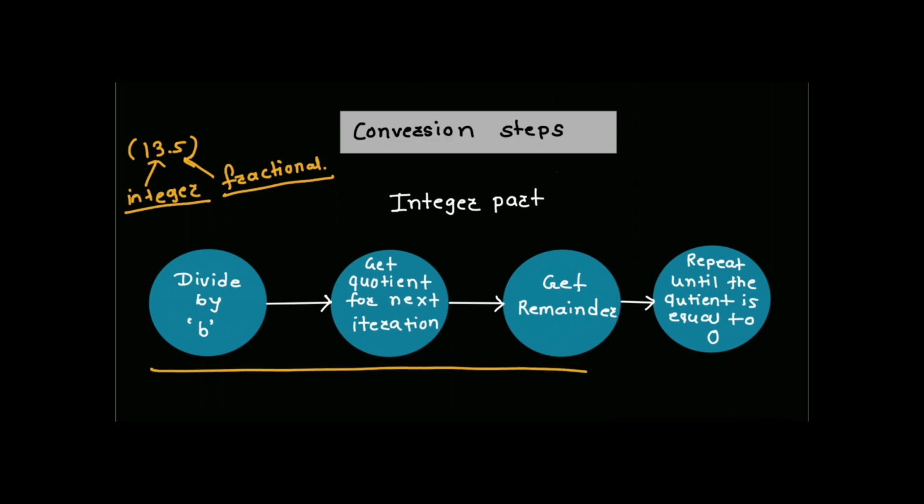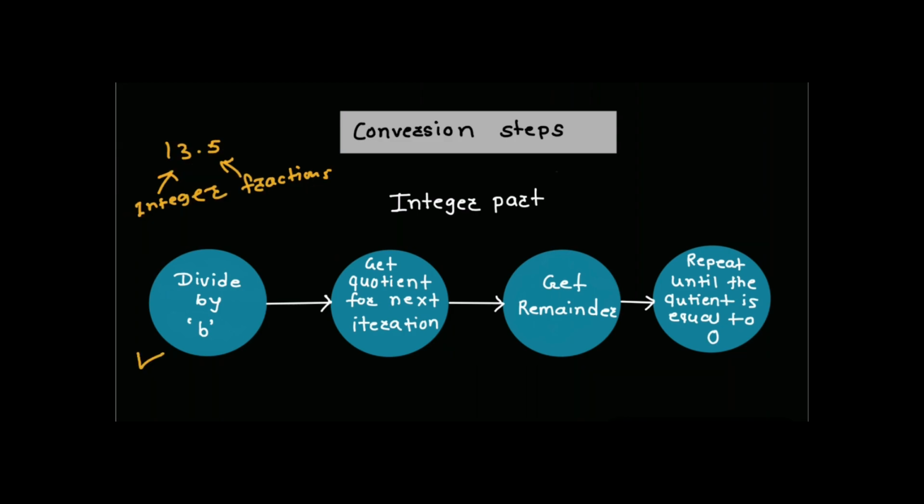Now these are the steps for the integer part. First one is divide by b, meaning the decimal number is divided by any base, that is b. Then get the quotient for the next iteration. Then get the remainder and repeat this process until the quotient is equal to 0. Now we will see the example for this integer part.